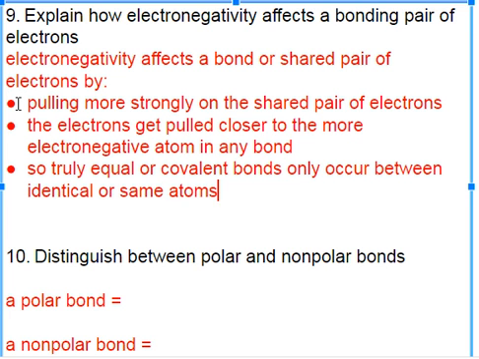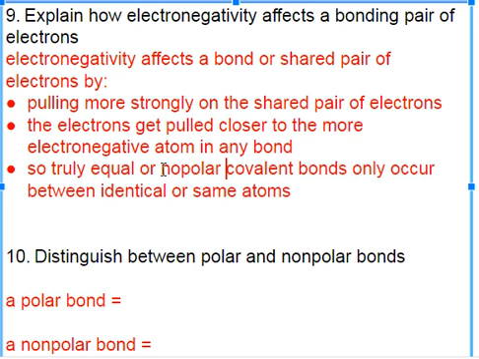Yeah, it'd be the same as nonpolar. So truly equal, nonpolar covalent. Covalent basically implies nonpolar. The prefix co means like cooperate, work together. So covalent implies equal sharing, whereas ionic is the most extreme case of not equal sharing. One atom actually takes the electrons from another. So you only get a nonpolar covalent bond between identical or same atoms.